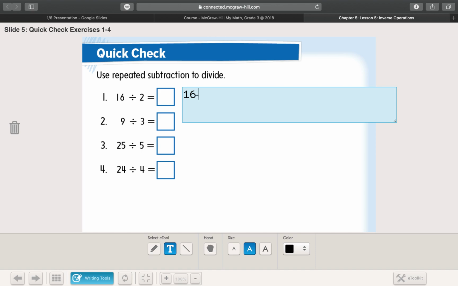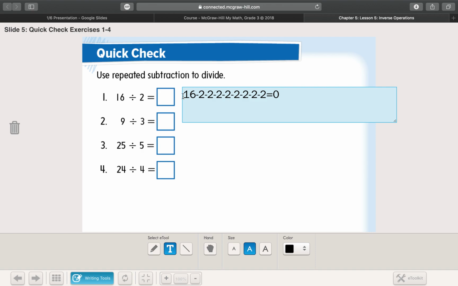So I would do 16 minus 2, and I know I'm at 14. If I subtract 2 again, I would be at 12. If I subtract 2 again, I would be at 10. Subtract 2 one more time, I'm at 8. Subtract 2 again, I'm at 6. Subtract 2 again, I'm at 4. Subtract 2 again, I'm at 2. Subtract 2 again, I'm at 0.